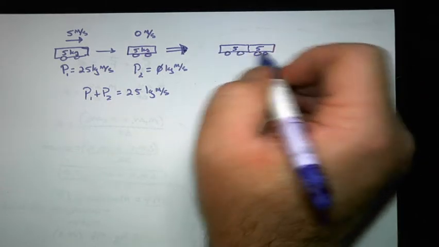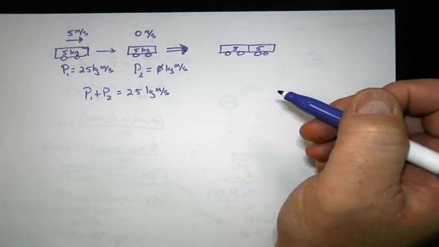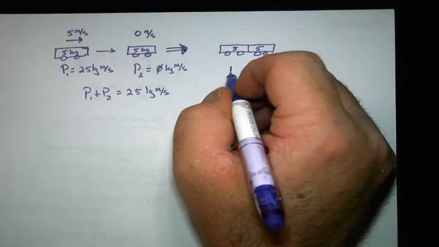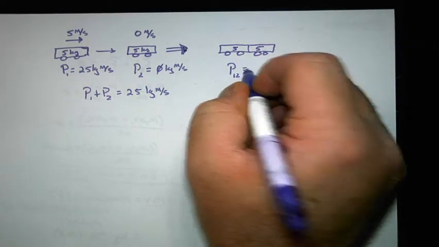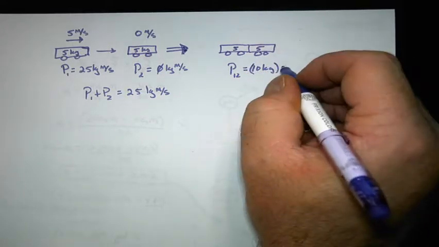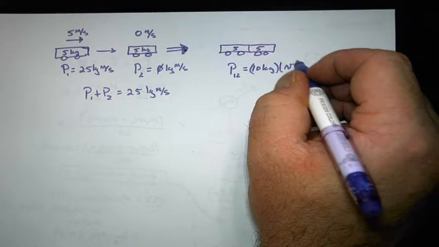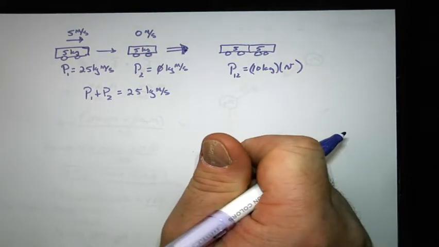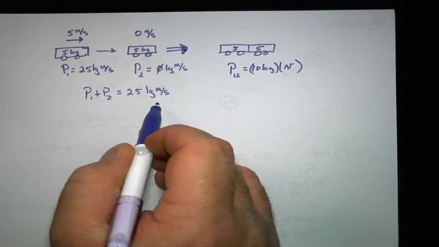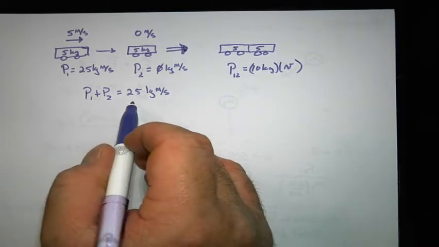Okay, what is our total mass now? 10, right? So now we have 10 kilograms, but we don't know how fast it's going. So that's what we're going to try and determine. But we do know that the total momentum beforehand was 25 kilogram meters per second.